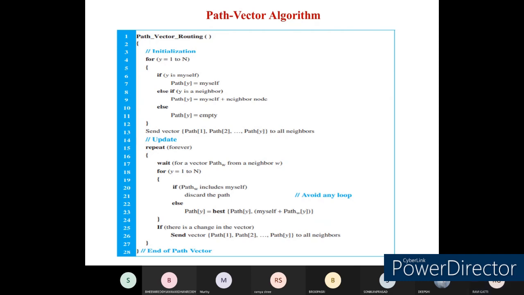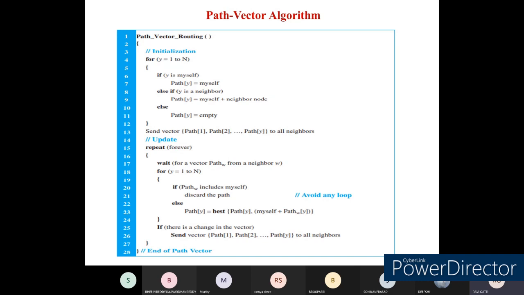After the nodes have booted, each node will have its own path vector. Once the path vectors have been created for all the nodes, they have to be updated with the neighboring nodes. So each node will send its path vector to the neighboring nodes that fall under its communication range.